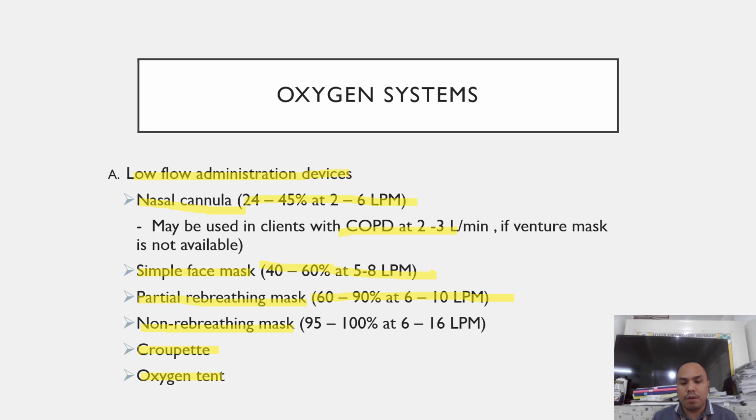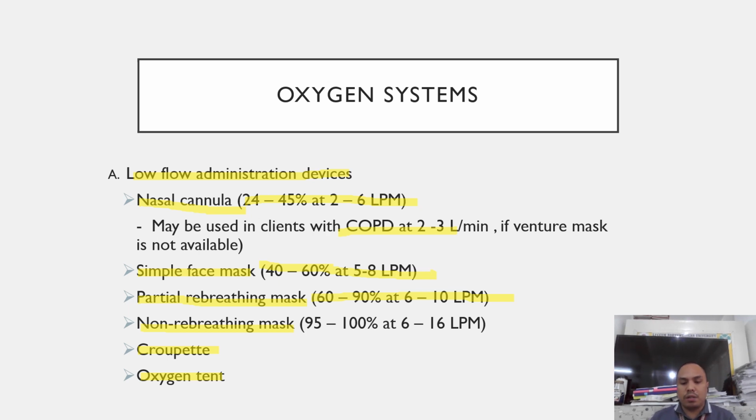So the partial rebreather bag must not totally deplete during inspiration to avoid carbon dioxide buildup. If this problem occurs, the nurse increases the liters of flow of oxygen so that the bag remains one third to half full. Okay, and then we have the non-rebreathing mask.